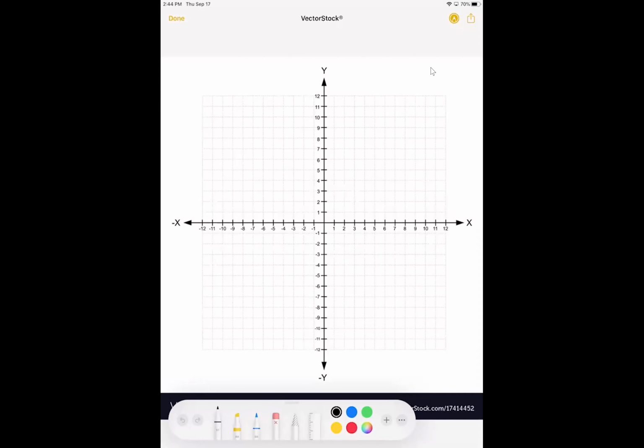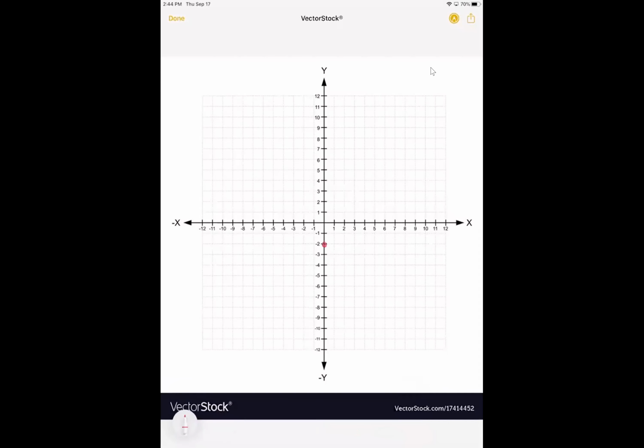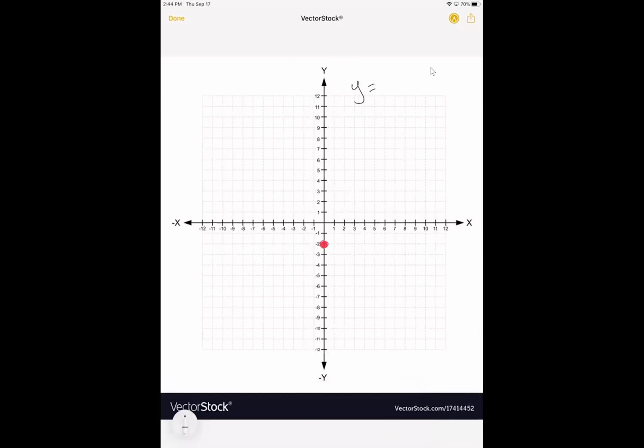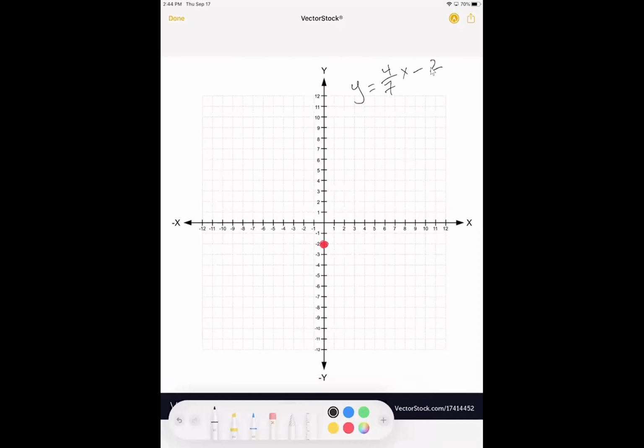Give me 1 second here. So you go into your graph and you put in -2. That is your starting point on your y-axis, okay? And let's write our item. This is my item. If you remember, or if you don't remember, this is what we have: y equals 4 over 7x minus 2. So the -2, that is my starting point on my y-intercept. This will always be a starting point on the y-intercept.